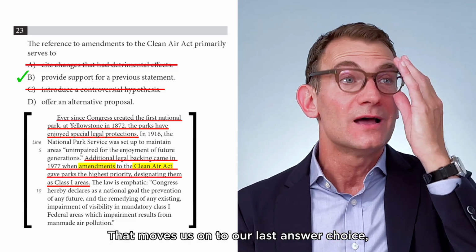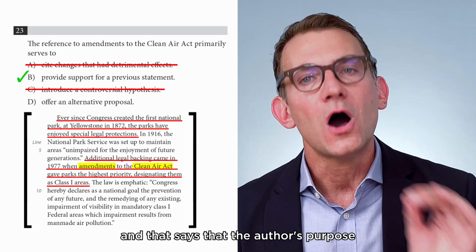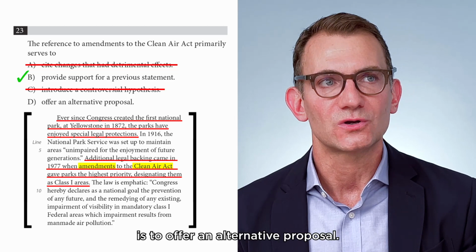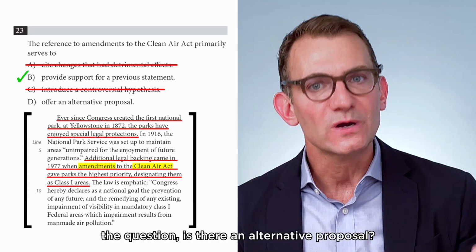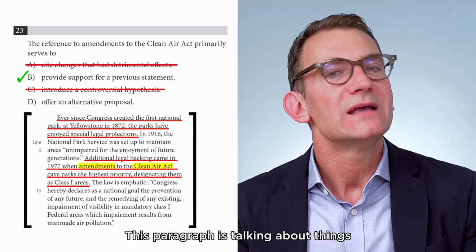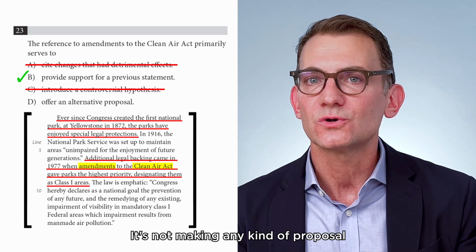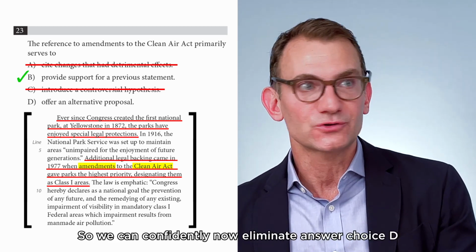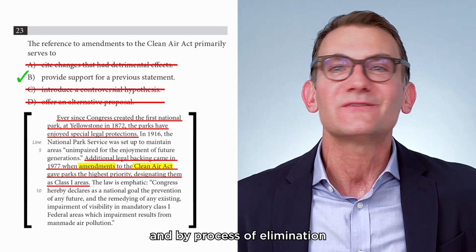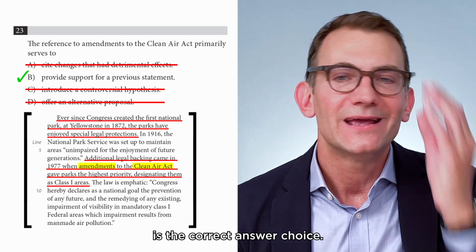That moves us on to our last answer choice, which is answer choice D. And that says that the author's purpose is to offer an alternative proposal. Okay, so we have to ask ourselves the question, is there an alternative proposal? The answer is no. This paragraph is talking about things that happened in the past. It's not making any kind of proposal for what we would do in the future. So we can confidently now eliminate answer choice D. And by process of elimination, friends, we now know that answer choice B is the correct answer choice.